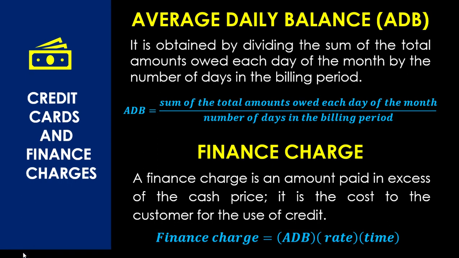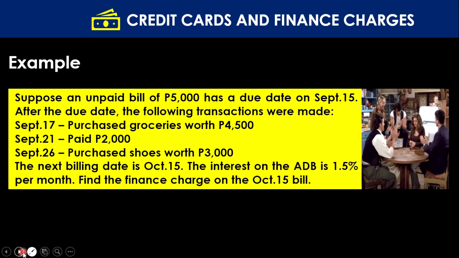So let's have an example. Let's try to solve some examples here. Suppose an unpaid bill of 5,000 pesos has a due date on September 15. After the due date, the following transactions were made. September 17, purchased groceries worth 4,500. September 21, paid 2,000 pesos. September 26, purchased shoes worth 3,000 pesos. And the next billing date is October 15. The interest on the average daily balance is 1.5% per month. Find the finance charge on the October 15 bill.